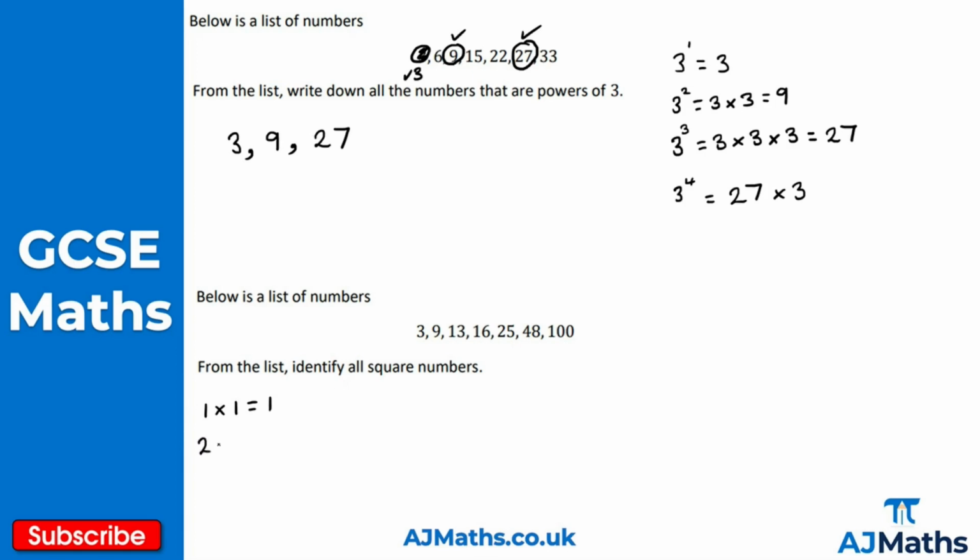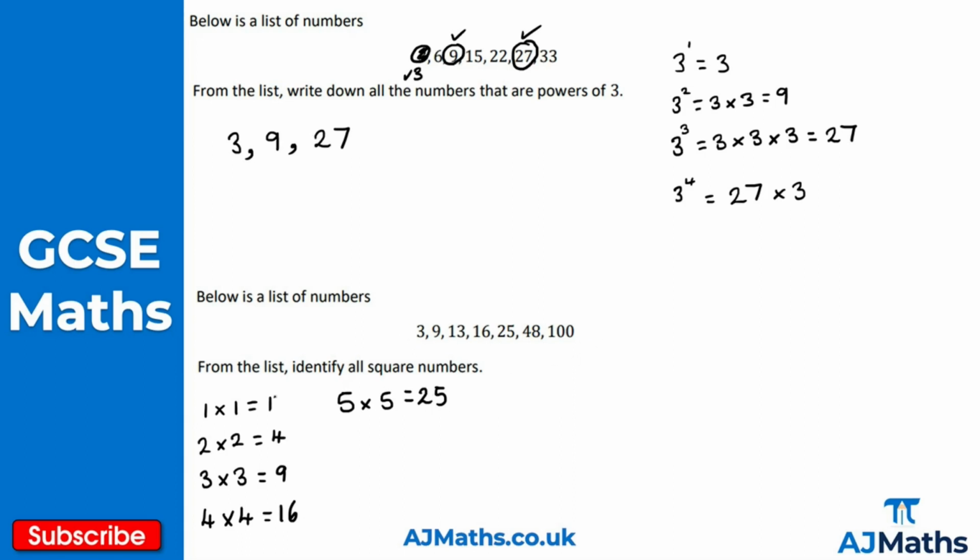So 2 times 2, that would give me 4. 3 times 3, that would give me 9. 4 times 4, that would give me 16. 5 times 5, that would give me 25. So let's just stop there for now. Can we identify these numbers here on the right? So these are square numbers, so can we identify those from our list?